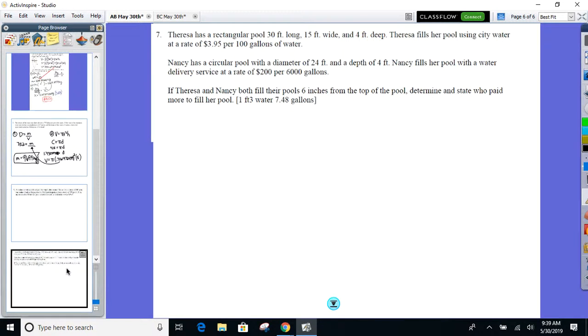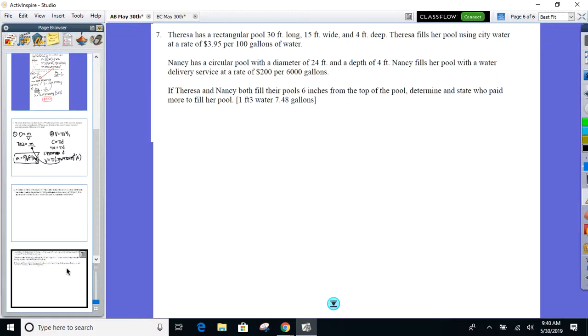7. Teresa versus Nancy. Who pays more to fill their pool? So we got a rectangular versus a circle pool. They get their water service from the tap from the city and from a service. Fancy you, Nancy.